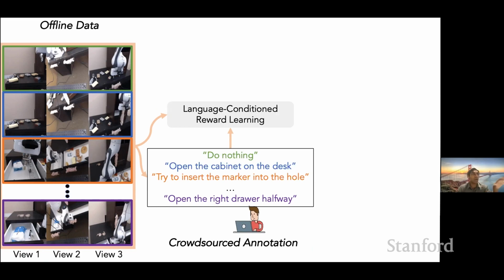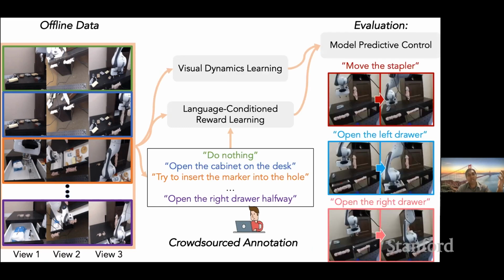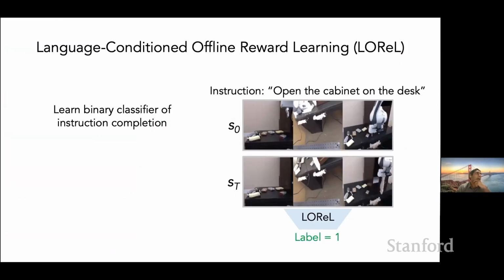In the interest of time, I won't go over the details of the exact offline RL method we use. In our case, we use a model-based approach, but the key component here is really in learning the reward function that you can use with whatever your favorite offline RL algorithm is. And how do we actually learn it? Well, the reward function we train is basically just a binary classifier of instruction completion. It's going to take an initial state, a final state, and some instruction, and predict: does transitioning from that initial state to final state complete that instruction?